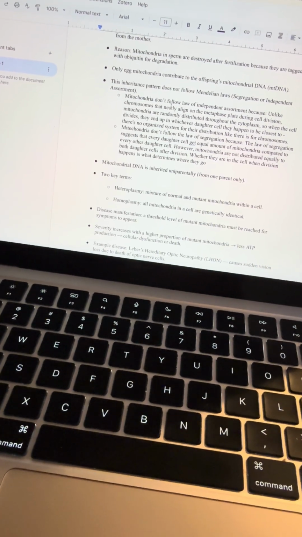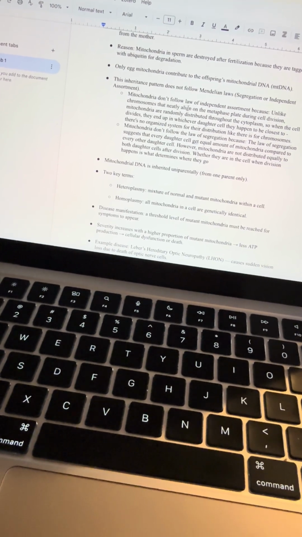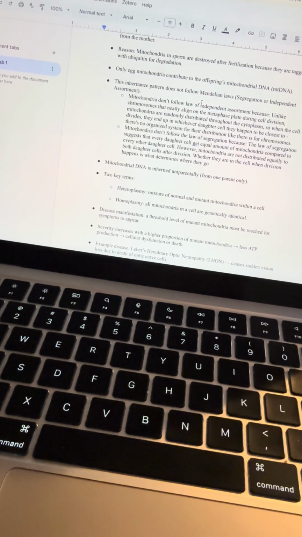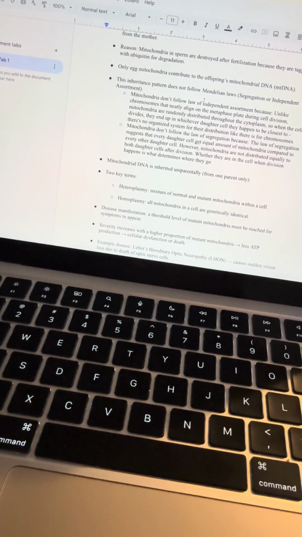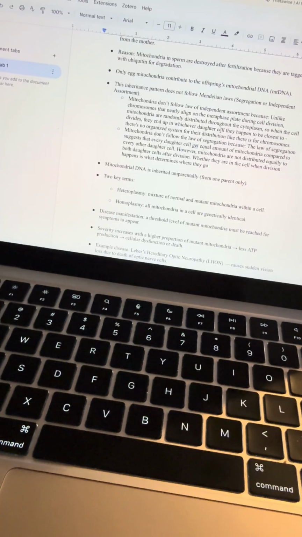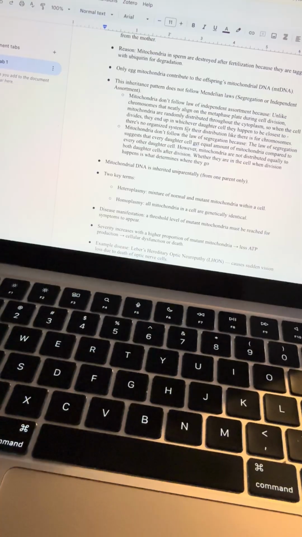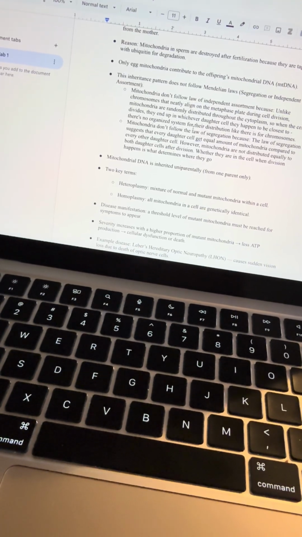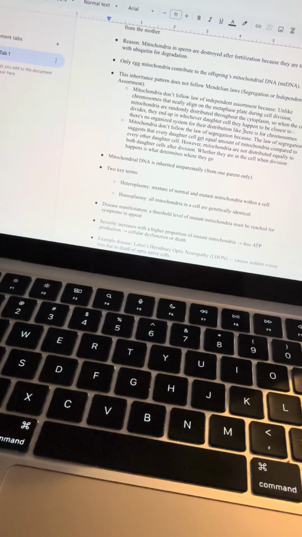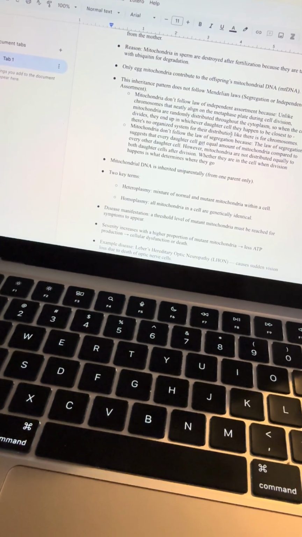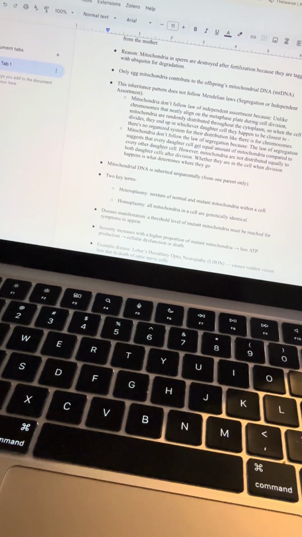Mitochondria don't follow the law of independent assortment because, unlike chromosomes that neatly align on the metaphase plate during cell division, mitochondria are randomly distributed throughout the cytoplasm. So when the cell divides, they end up in whichever daughter cell they happen to be closest to. There's no organized system for the distribution like there is for chromosomes.